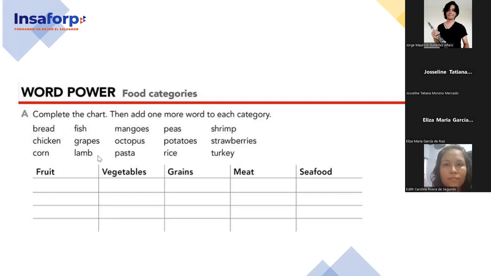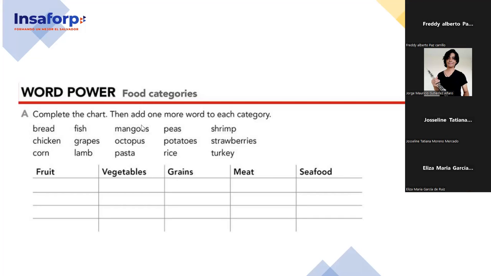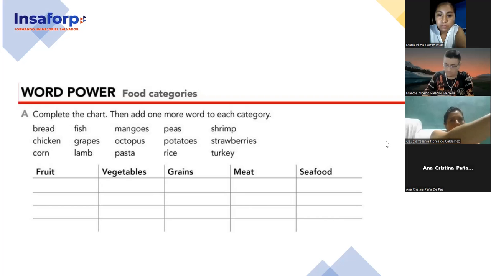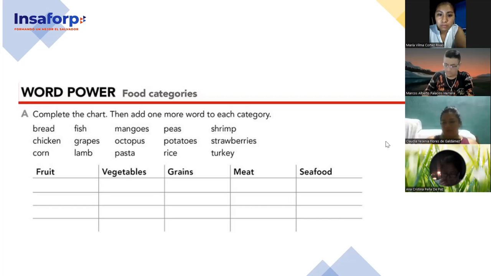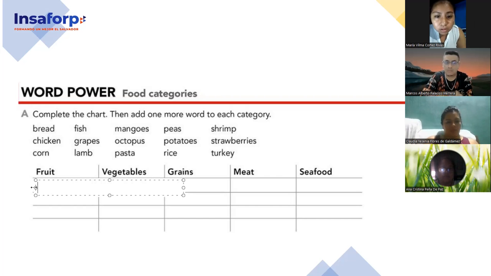So we're going to put this vocabulary depending on the categories that we have. Let's begin with you, Maria Vilma Cortez. Welcome. Good evening. Tell me, what is the vocabulary that goes with fruit? Sorry, teacher. What is the vocabulary that goes with fruit? Fruit. Grapes. Oh, grapes. Very good.